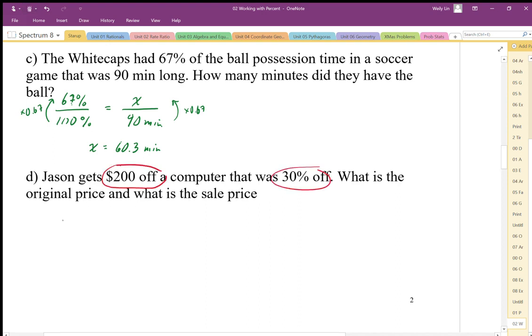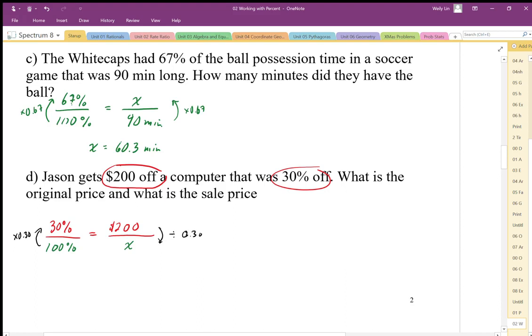Okay, so I'm going to set it up like this. I have my 30% is my part, and then $200 is also my part. I know that that's going to be compared to 100%. 30% to 100%. And then this represents my original 100% price. And again, I can use my decimal multiplier of 30% if I want. And I'm going to go in the opposite direction, so I'm going to divide by 30%.